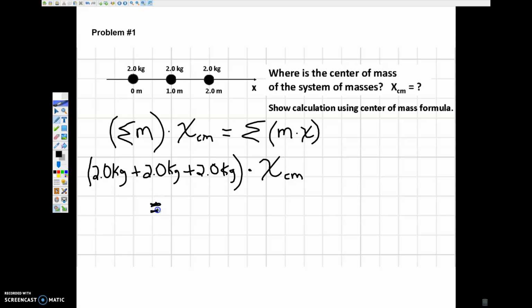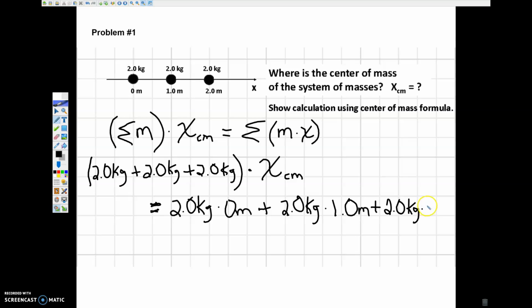And then that would be equal to the first mass times its x-coordinate, which would be 0 meters, which is just going to be 0, but I wrote it down just to be complete, plus the second mass times its x-coordinate, which would be 1 meter, plus the third mass times its coordinate, which would be 2 meters. And if you solve that for the center of mass, surprise, surprise, it comes out at the 1 meter mark.